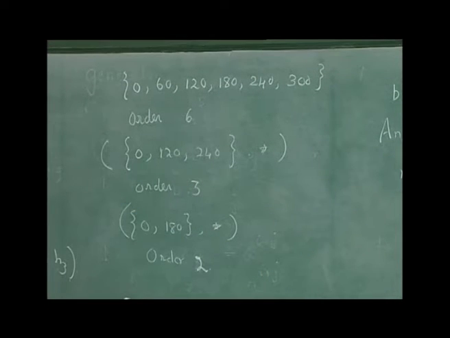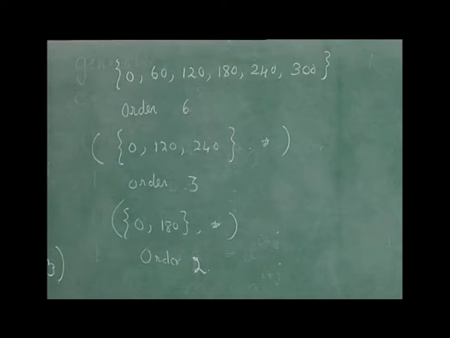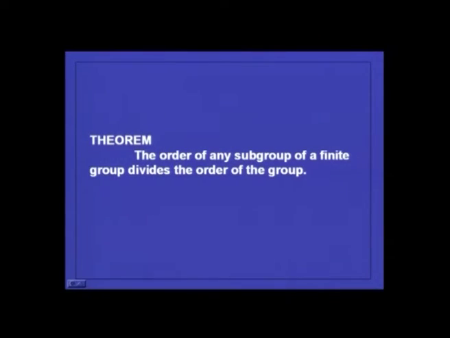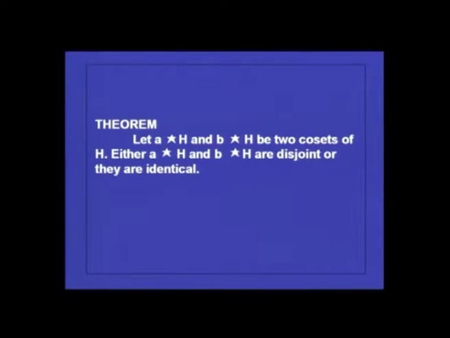So, as an example we have verified, and we can prove that if you have finite groups, the order of a subgroup of a finite group divides the order of the group. This follows from the previous result that if you have H as a subgroup, then A star H and B star H are either disjoint or they are identical.